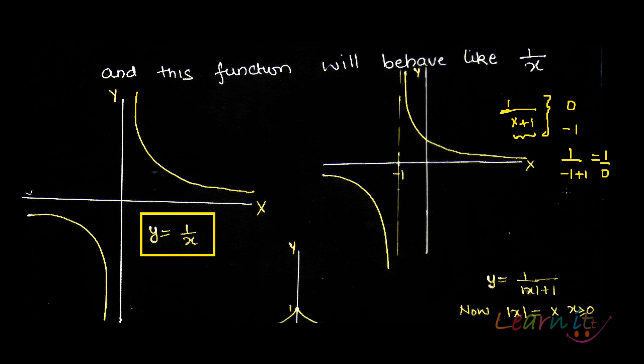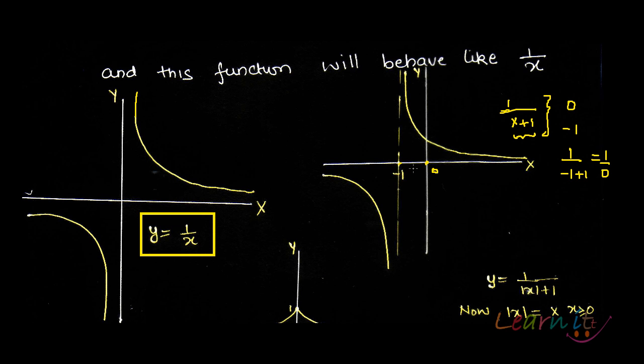It will be asymptotical at -1. Why? Because at -1 it will never be able to touch the vertical line at -1. It will keep on moving there to infinity. So this will be asymptotical like this. Instead of at 0, it will be asymptotical at -1. So that's the graph of 1 upon x plus 1.